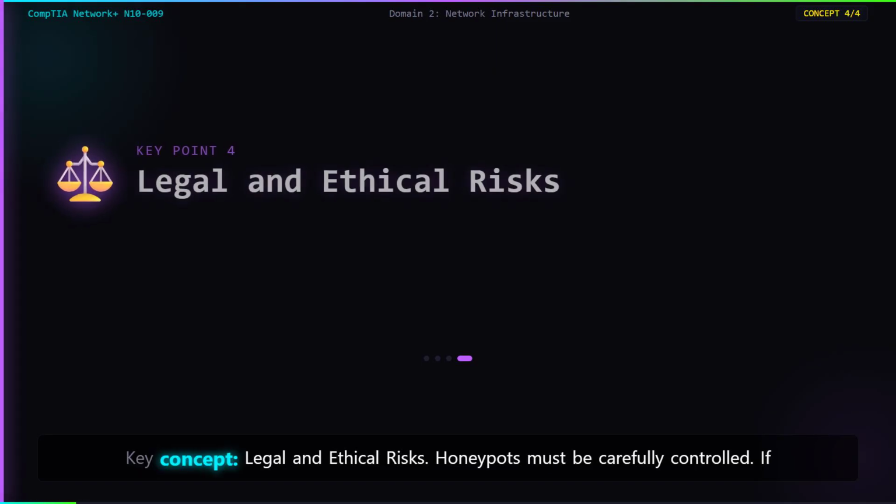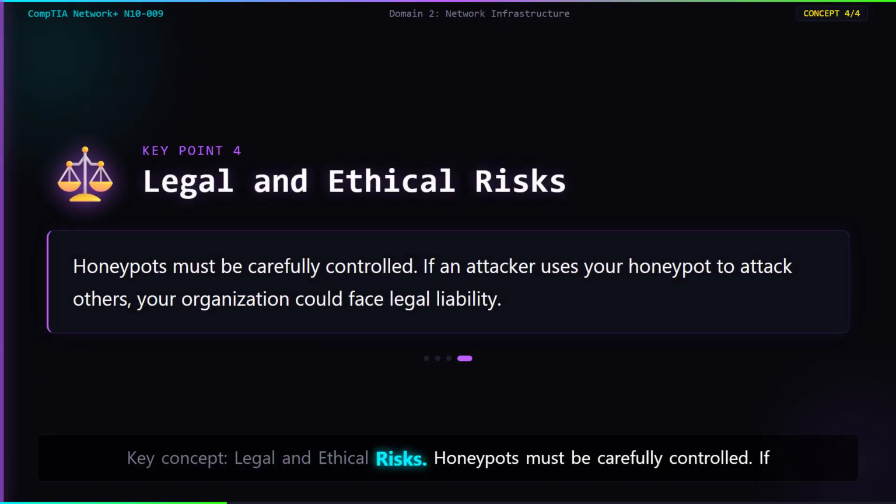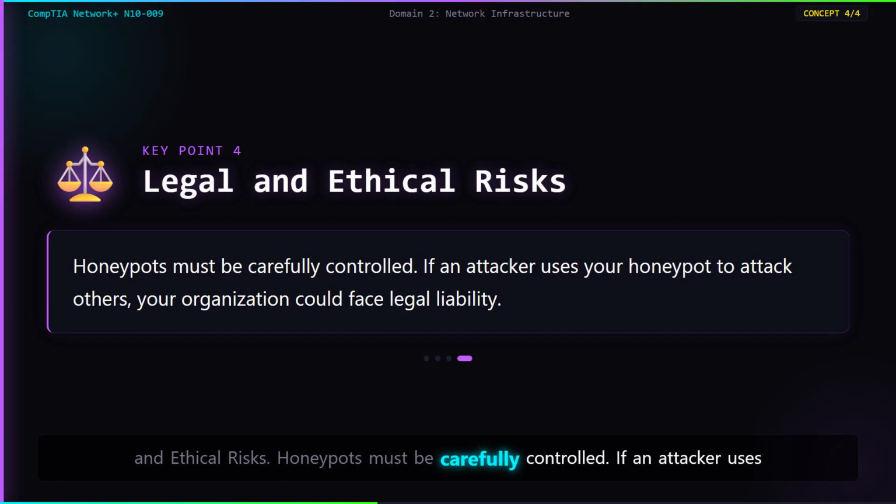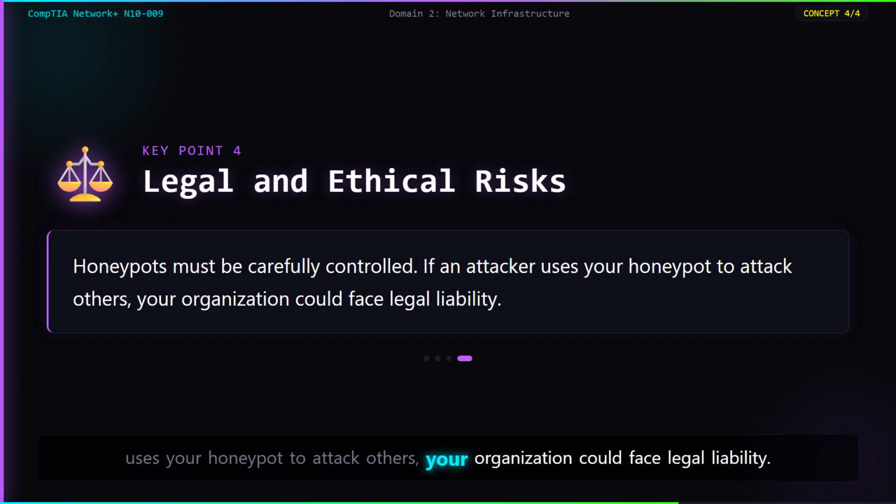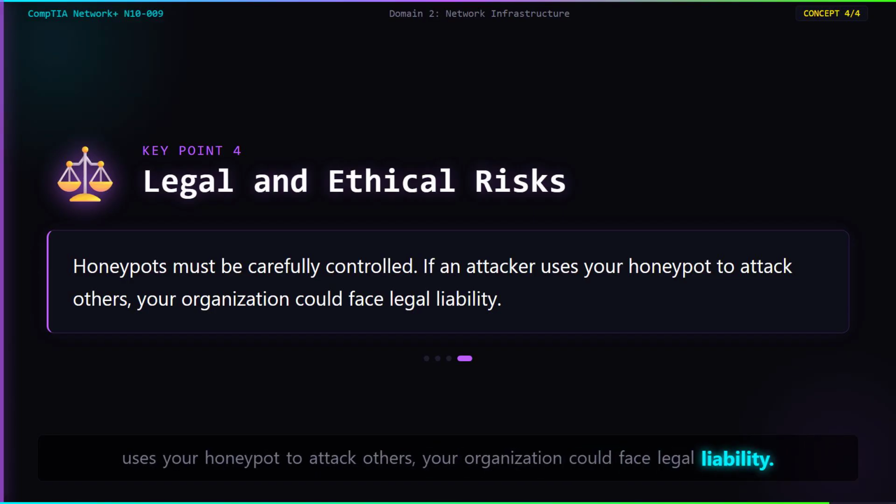Key concept: legal and ethical risks. Honeypots must be carefully controlled. If an attacker uses your honeypot to attack others, your organization could face legal liability.